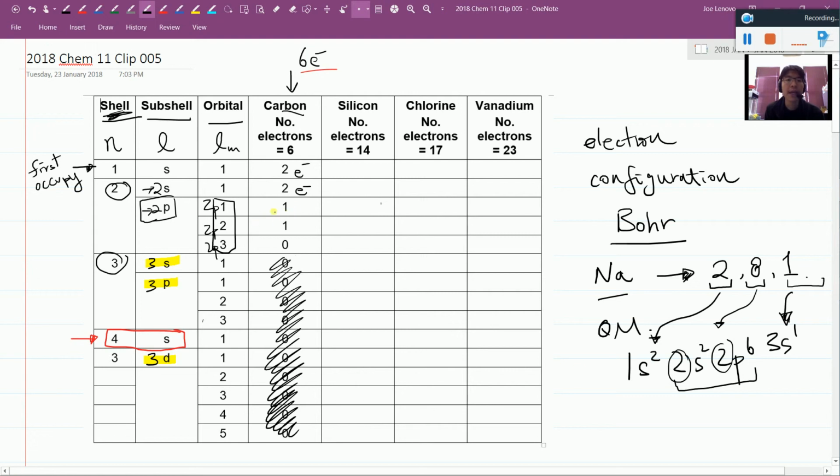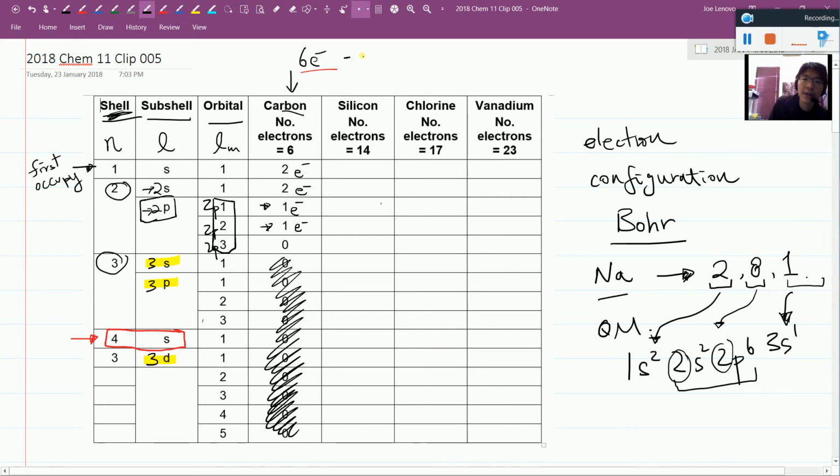For 2p, you will find that we try to put 1 electron in each orbital first instead of 2, because the electrons repel each other. If they have a choice, they would rather go to different orbitals. So 2p1 has 1 electron, then 2p2 has another electron, and 2p3 would have no electrons because it's running out of them. And we call this 1s2, 2s2, and 2p2 the ground state of the carbon atom.